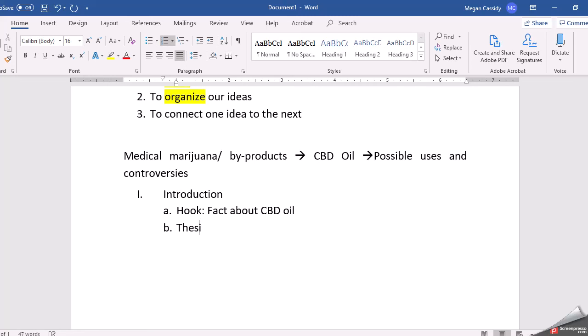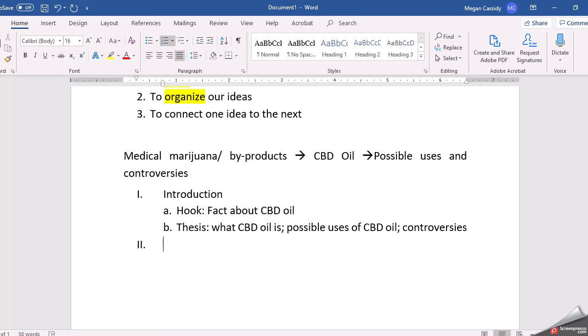Then I'm going to have my thesis. And here my thesis for my overview, I'm going to sort of give the different parts of the paper still, just as I did before. So I'm going to say something about what CBD oil is, maybe one sentence on that. Then I'm going to have possible uses of CBD oil, and then something about the controversies.